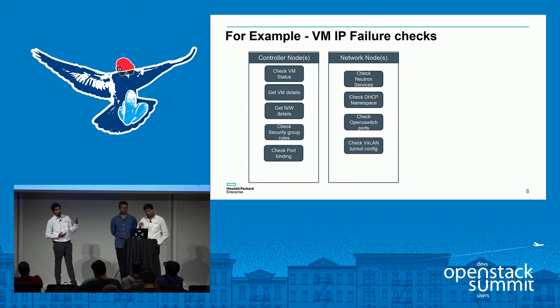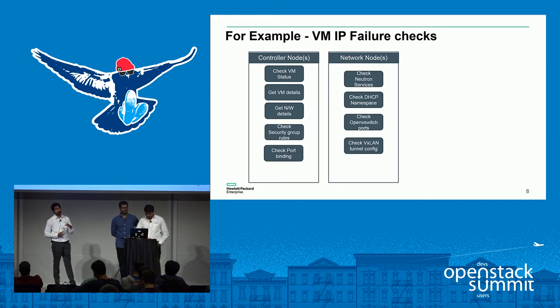As I've already said, there are some details we get from the controller node. We get the network ID, and from the network ID we can check the DHCP namespace assigned to it. Once we get the namespace, we will check whether the namespace is actually created, and then we can do some operations with the namespace. And we will check the Open vSwitch ports.